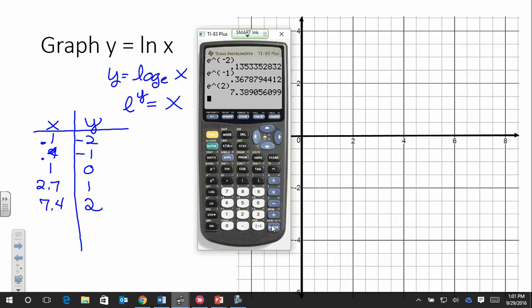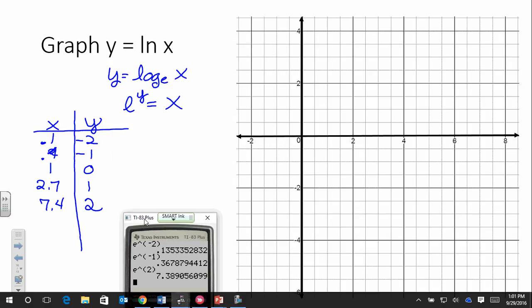So now we're ready to plot. When x was 0.1, so 1/10, y is negative 2. When x is 4/10, almost a half, y is negative 1. When x is 1, y is 0. When x is almost 3, y is 1. When x is 7.4, y is 2. Got the general appearance, asymptotic to the y-axis, right? And away we go.